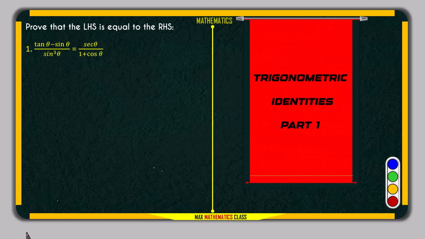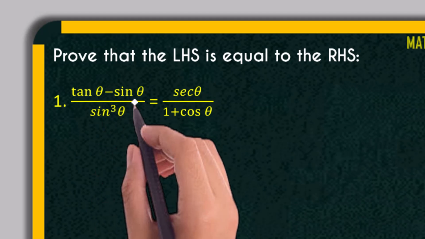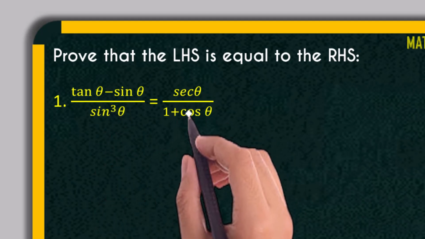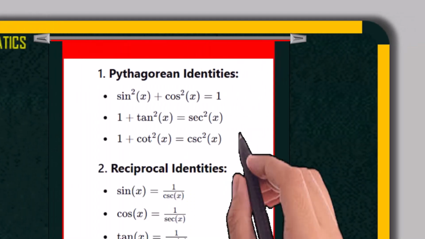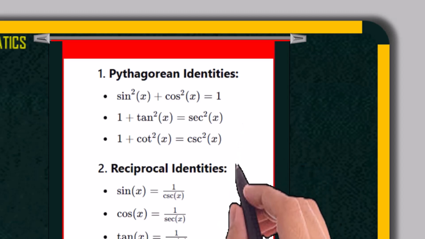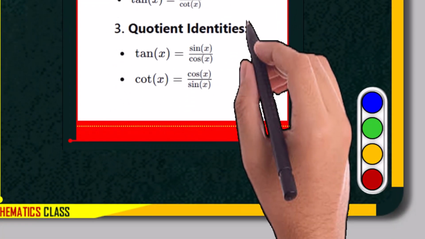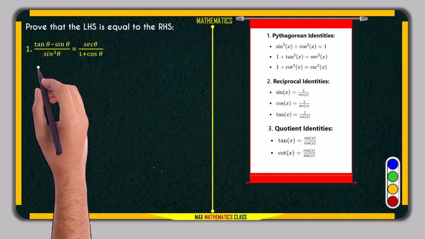Question 1. Now we are going to prove that (tan theta minus sin theta) over sine cube theta is equal to sec theta over 1 plus cos theta. So with the help of these Pythagorean identities, reciprocal identities, and quotient identities, we are going to prove this. So let's start with the left hand side.